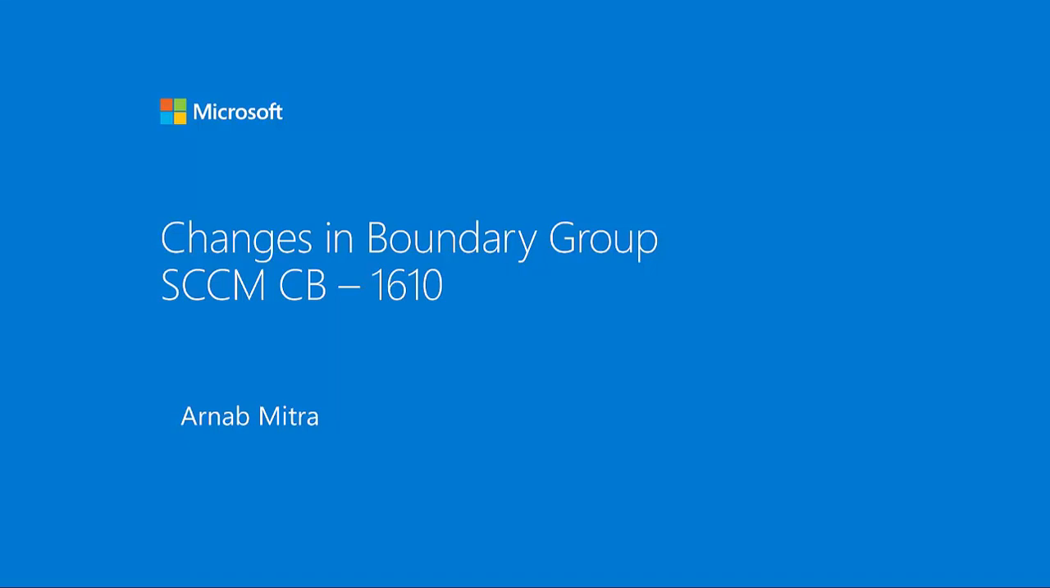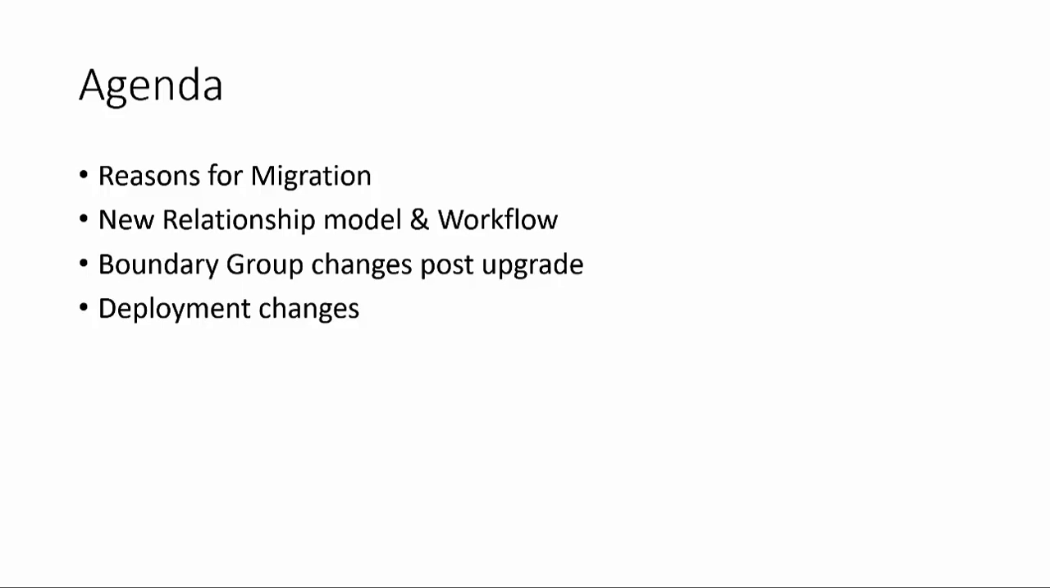This session is about the recent changes in the boundary groups introduced in ConfigMgr Current Branch 1610 release. So we will be talking about the reasons for this change and why the new model was adopted. We will discuss the new relationship model and its workflow. We'll also talk about the boundary group changes post the 1610 upgrade and also take a quick look at the deployment changes for the applications and packages.